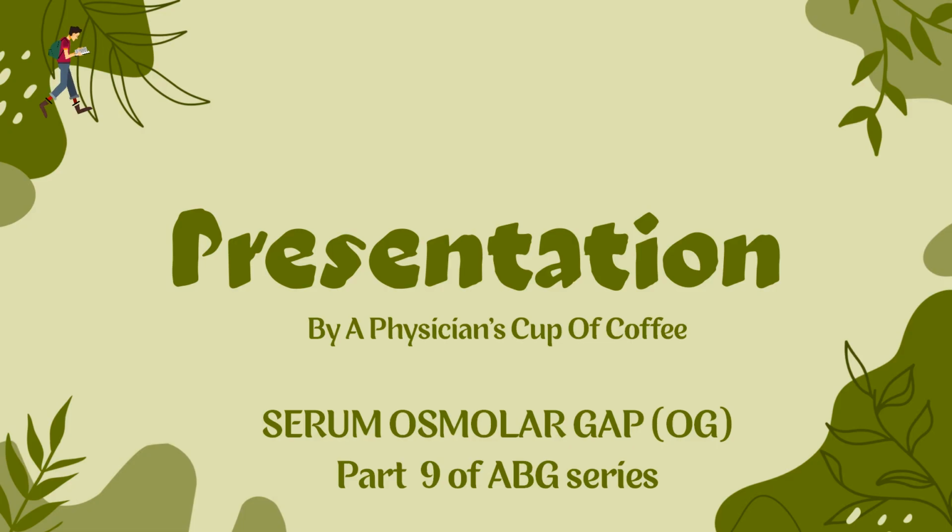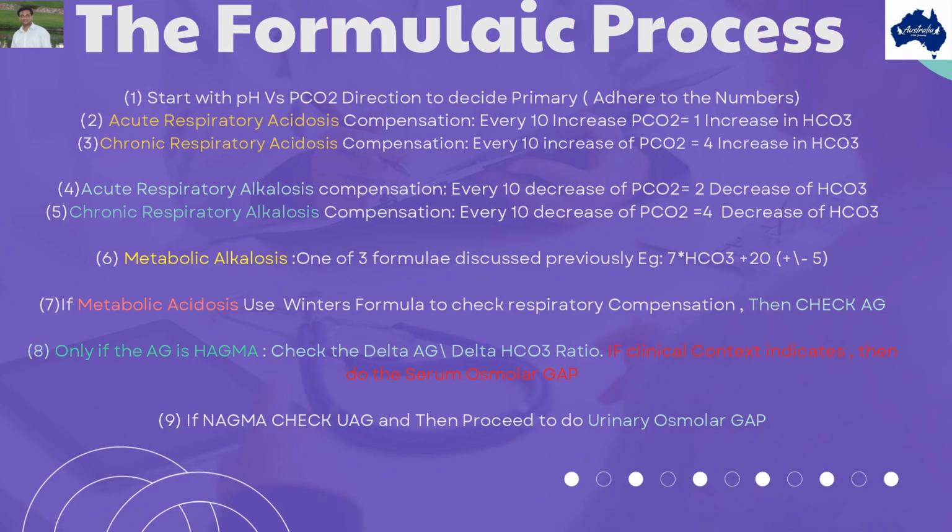Hello everyone, welcome to today's presentation by a physician's cup of coffee on Serum Osmolar Gap, part 9 of the ABG series. Throughout this series of presentation, this has been the stepwise approach that we have been discussing. Today we would look at step 8, where you do the anion gap, and only if it's an AGMA, then we look at the delta anion gap to delta bicarb ratio. And then if the clinical context is appropriate, we go on to do the serum osmolar gap. And serum osmolar gap is what we would be discussing today.